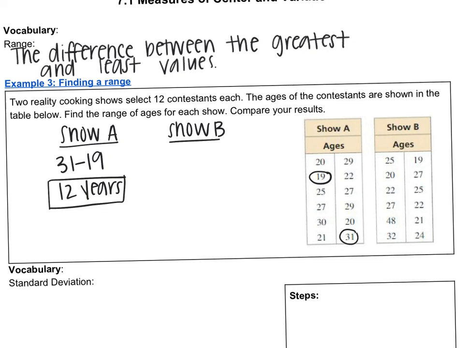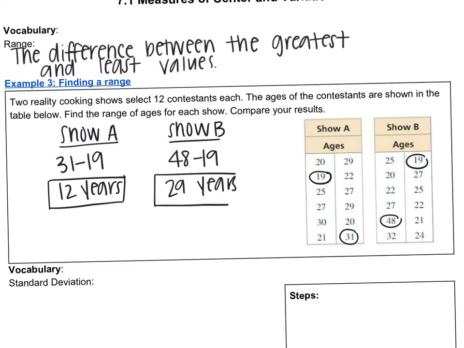Let's take a look at show B then. Same thing, lowest and highest for show B. Looks like the lowest for show B is also 19, but the highest is 48. So I'll subtract those two, 48 minus 19. My range here is a lot bigger. It's 29 years. So there's a larger range of ages for show B.